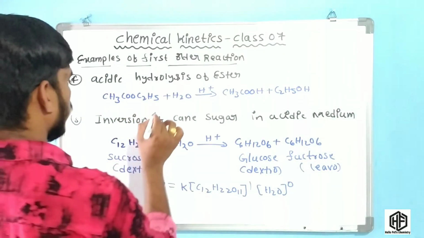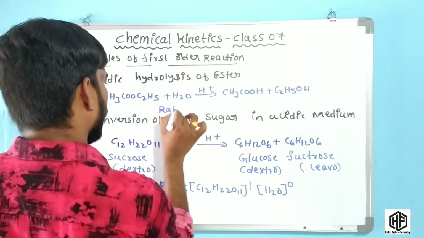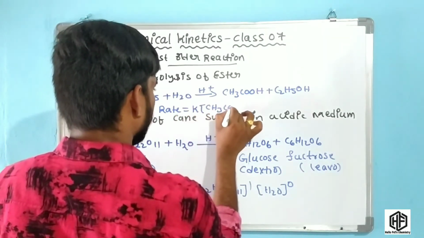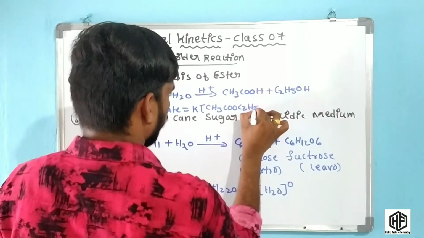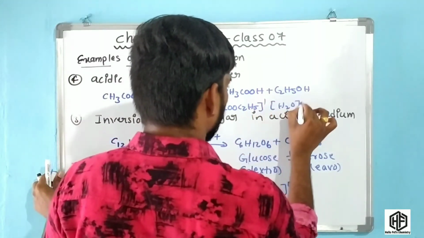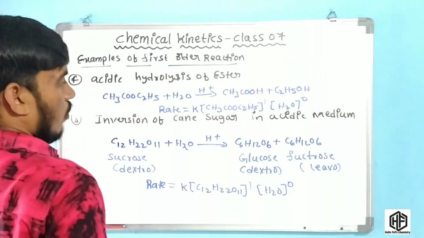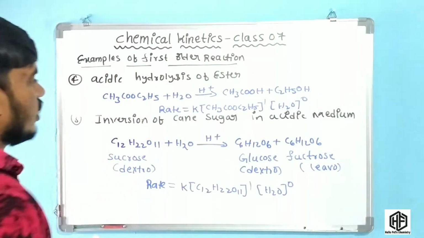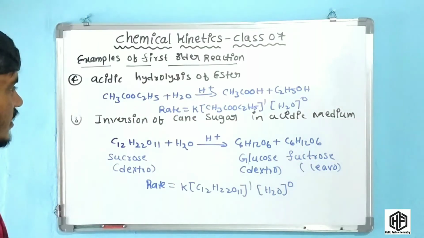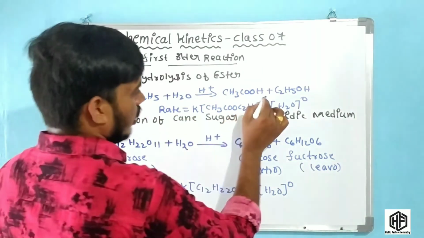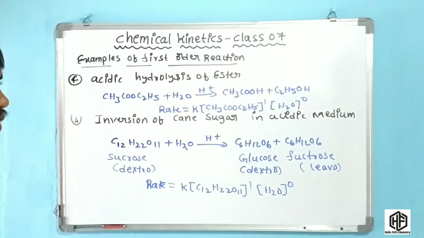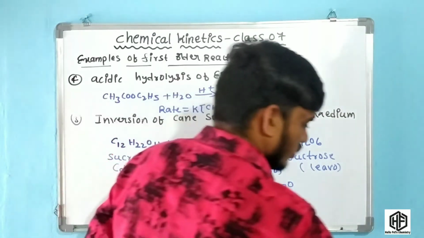Now the rate is equal to K into the concentration of CH3COOC2H5 power 1, and H2O power 0, which is 1. The rate depends upon the concentration of this ester, CH3COOC2H5. The order of the reaction, the n value, is 1. This is an example of the first order reaction. Okay friends, this is clear.